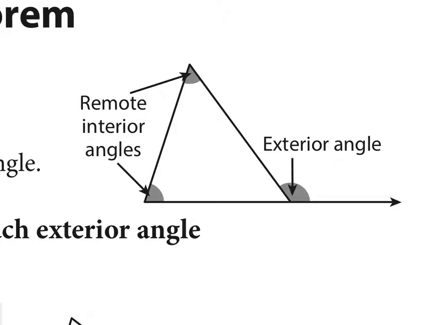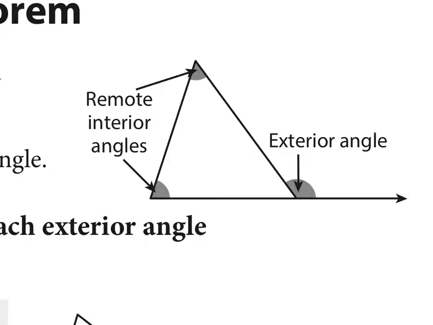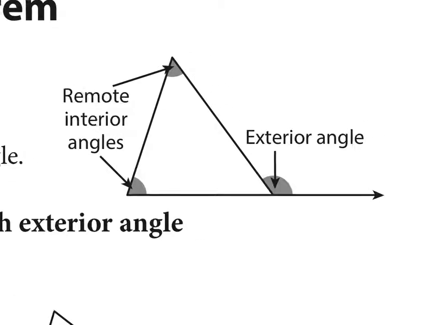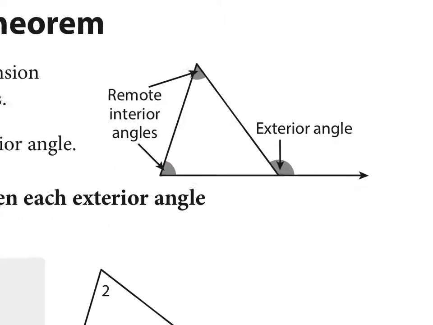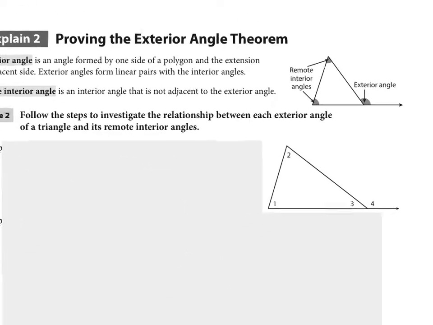Remote interior, so if you think about being in a remote part of the country or part of the city, you're on the outskirts. So remote, we're talking about these two angles that are furthest away. They're on the inside of the triangle, but they're furthest away from this exterior angle. So not the one that it makes a linear pair with, but these other two angles in the triangle. And there are some special relationships that exist between all of these angles.